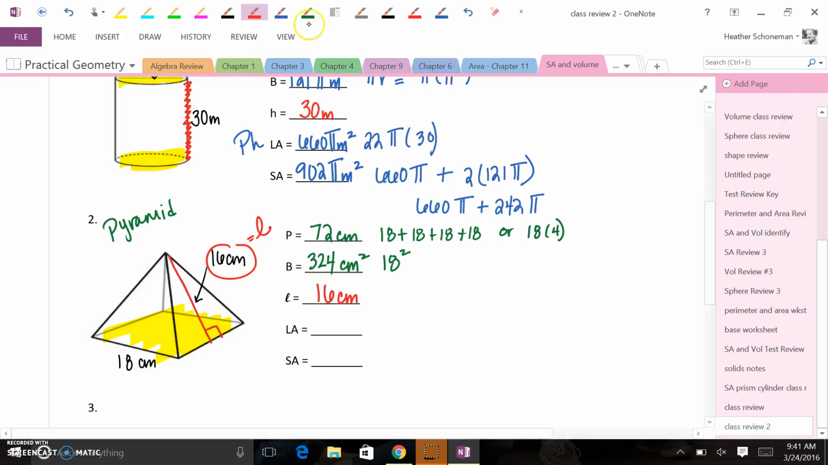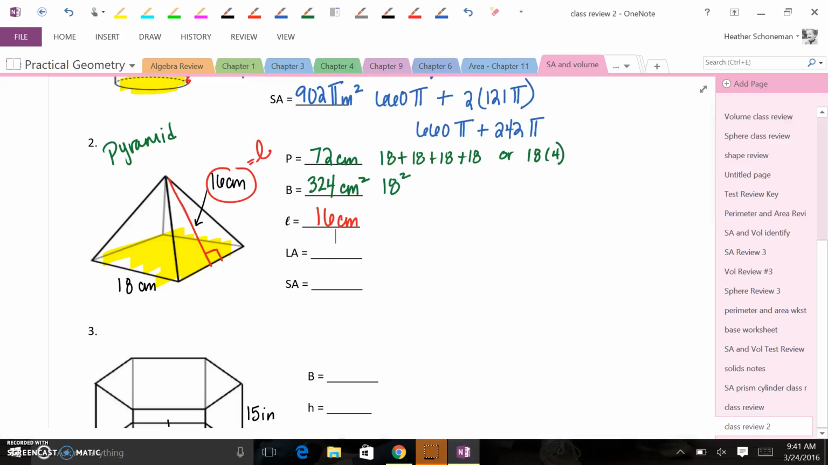That's 16 centimeters. If you look at your formula sheet, lateral area of a pyramid is 1/2 perimeter times slant height. So I'm going to plug this in. I have 1/2 times my perimeter, which is 72, times my slant height, which is 16. I'm going to take half of one of the numbers. Half of 16 is 8. And then I multiply. 8 times 72 gives me 576. So I get 576 centimeters squared.